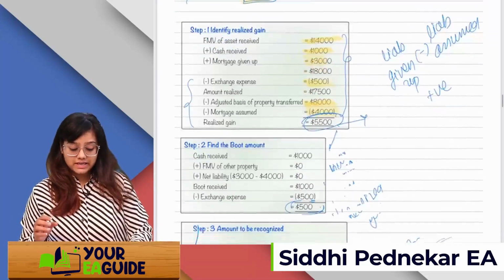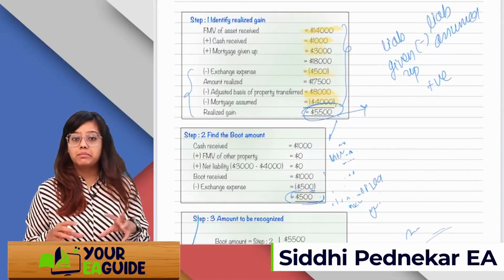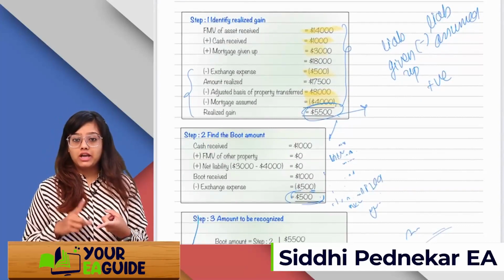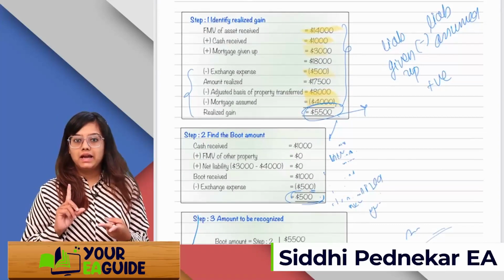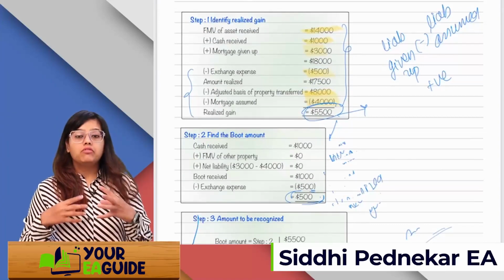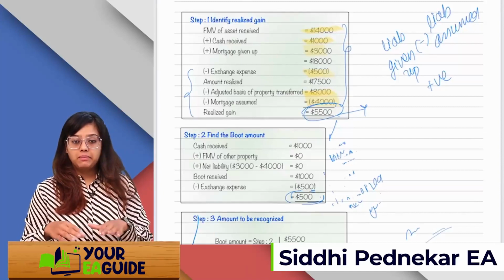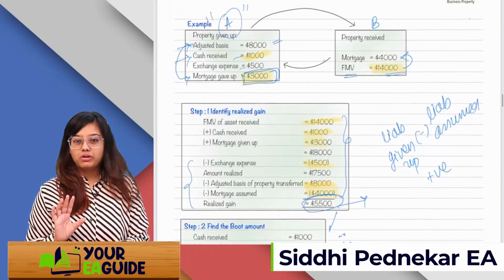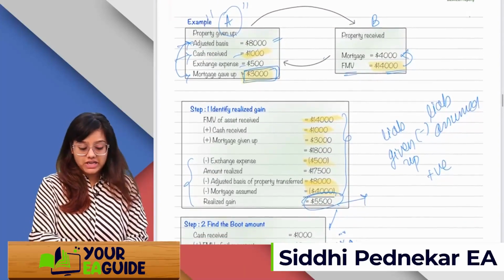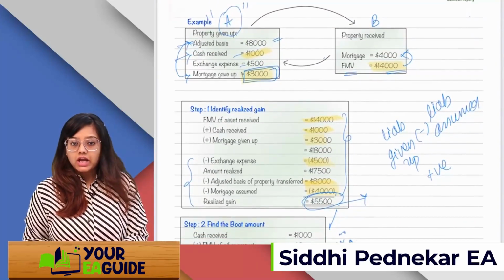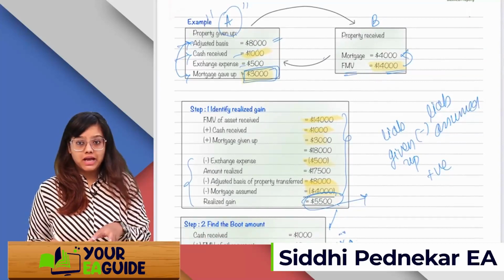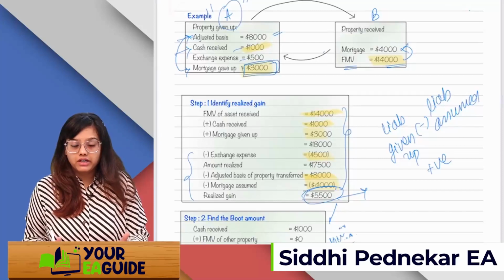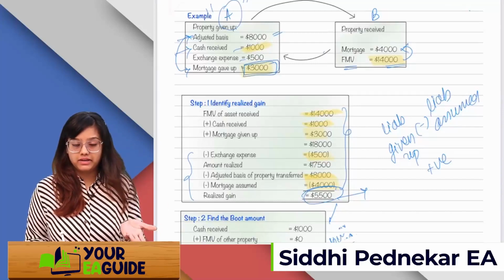Out of this realized gain, how much should be recognized? It will depend on whether there is a boot amount or not. How will you calculate the boot amount? Whatever cash you are receiving plus net liability, meaning whatever liability is given up minus liability assumed by you. Just remember, boot means the benefit which A is receiving. If A has assumed a liability of 4,000 and given up a liability of 3,000, then it's not a benefit. He is going to assume an extra 1,000 liability, so it's not a benefit.